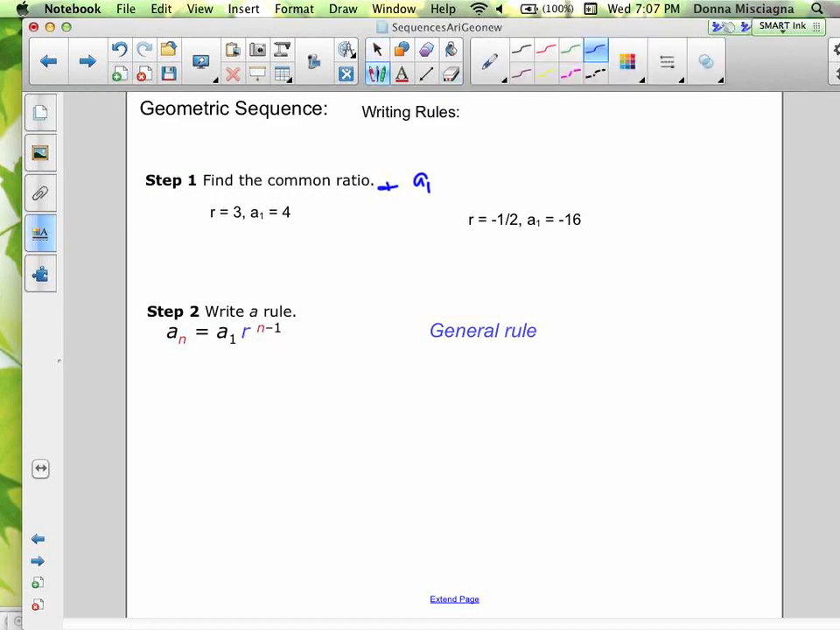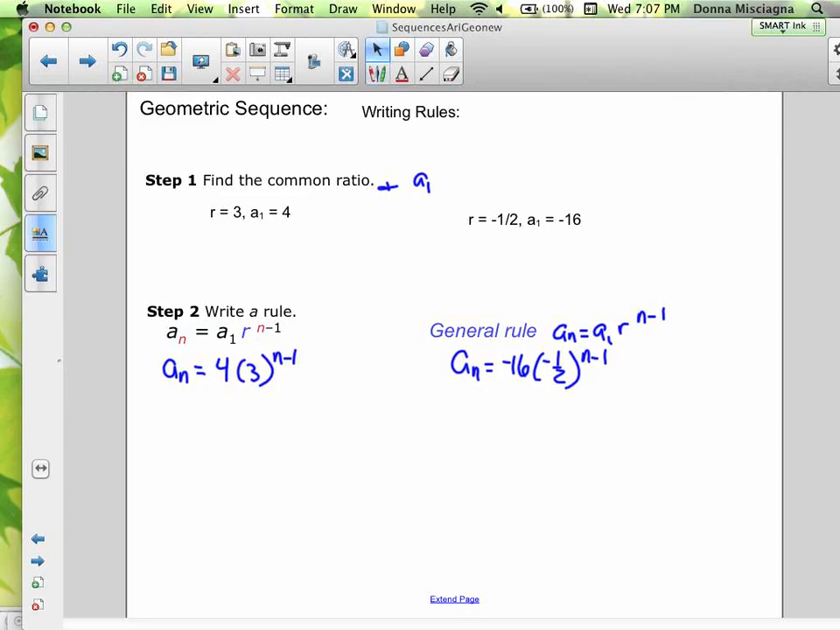All right, so I forgot I'd given these nice, easy ones. So we're going to write the rule over here, and we're going to write the rule over here, and this is going to take no time at all. This is so simple. So AN equals 4 times 3 to the n minus 1 power. That's all there is to it, because we have everything. And the same thing over here. AN equals negative 16 times negative 1/2 to the n minus 1 power. Oh, we're done. That's all there is if you're given R and A1. There's just no work to do.